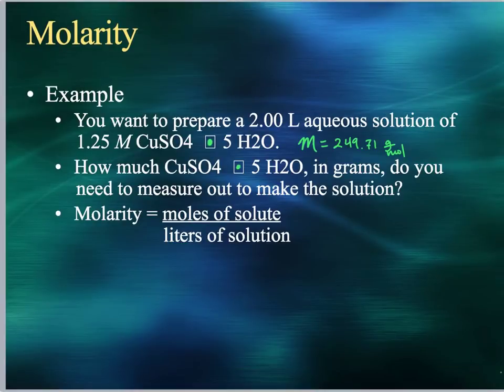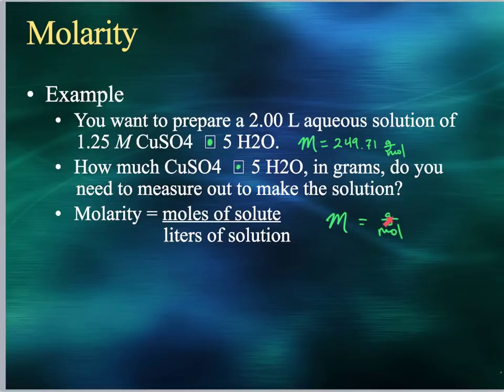Okay, so here's an example problem. Let's say I wanted to make a 2-liter aqueous solution that is 1.25 molar of CuSO4·5H2O. So the question is, how much of that copper sulfate pentahydrate in grams do you need to measure out to make the solution? So this is actually combining a couple of things here. First of all, your molarity equation, which is moles of solute per liter of solution. And also that molar mass is equal to grams of something per mole of something, because it's giving us a mass of this CuSO4. Well, that's what we're looking for.